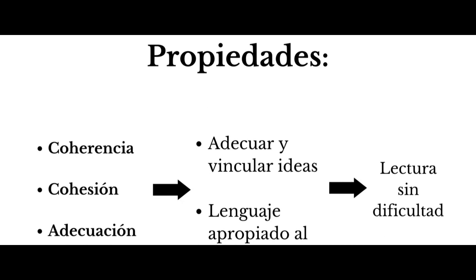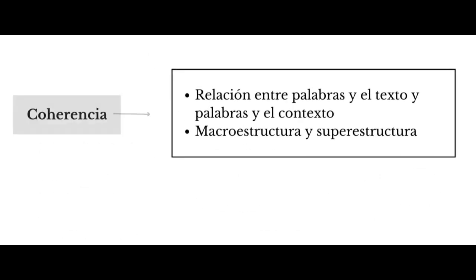Hay unas propiedades ya en la lingüística, entrando de lleno a saber lo que es la lingüística textual, cómo se analiza, y es lo que nosotros conocemos como coherencia, cohesión y adecuación. ¿Para qué es esto? Para que las ideas estén vinculadas entre sí, de acuerdo a un contexto, de acuerdo a lo que dice el texto, y usando un lenguaje apropiado al emisor, a la situación, a lo enciclopédico, o bueno, conocimiento de contexto, para que esa lectura sea sin dificultad.